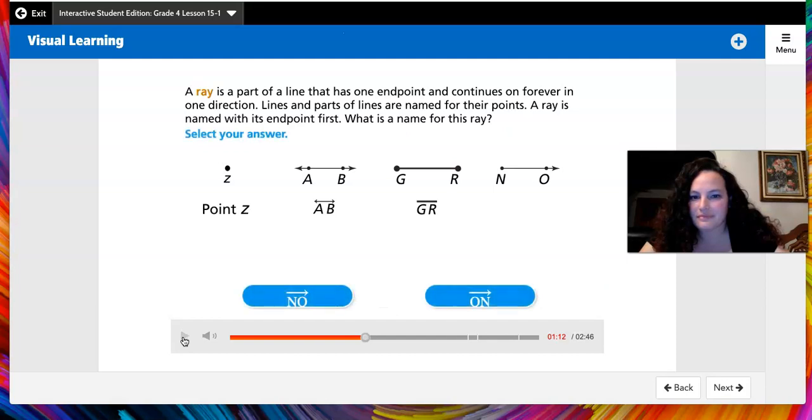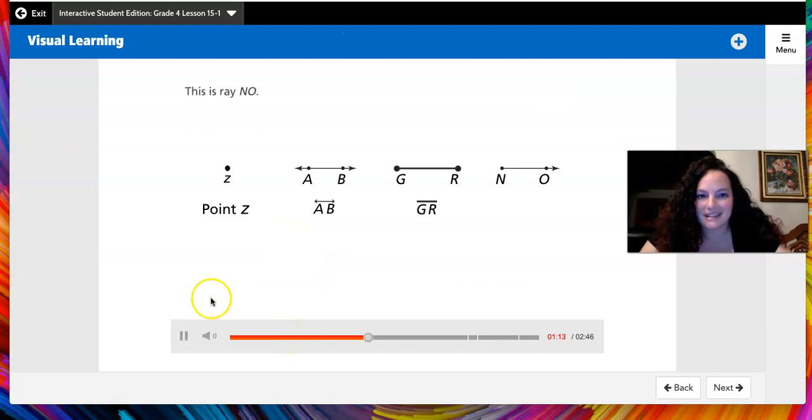Select your answer. Oh, look, they have no O ray on. We said we're going to start with N first and then go to O. You would be correct. This is ray NO.